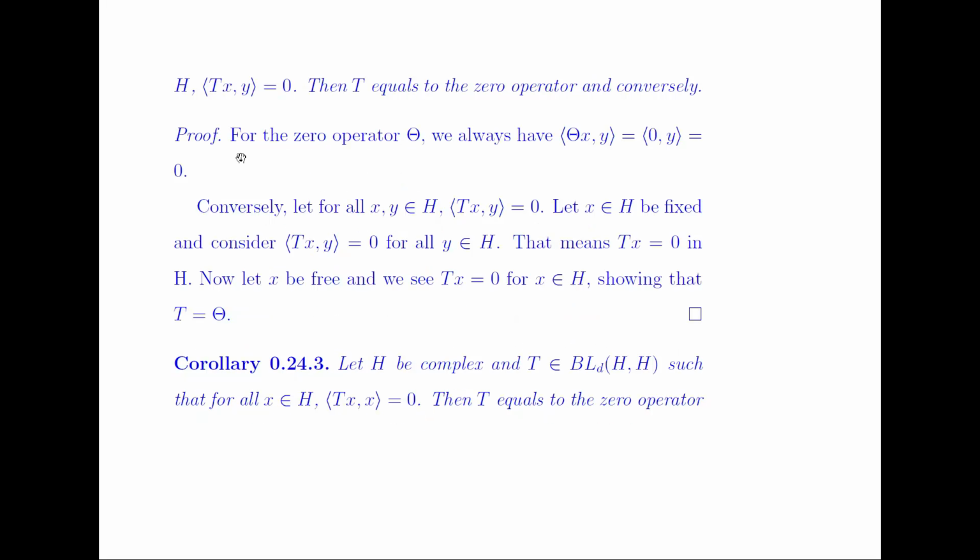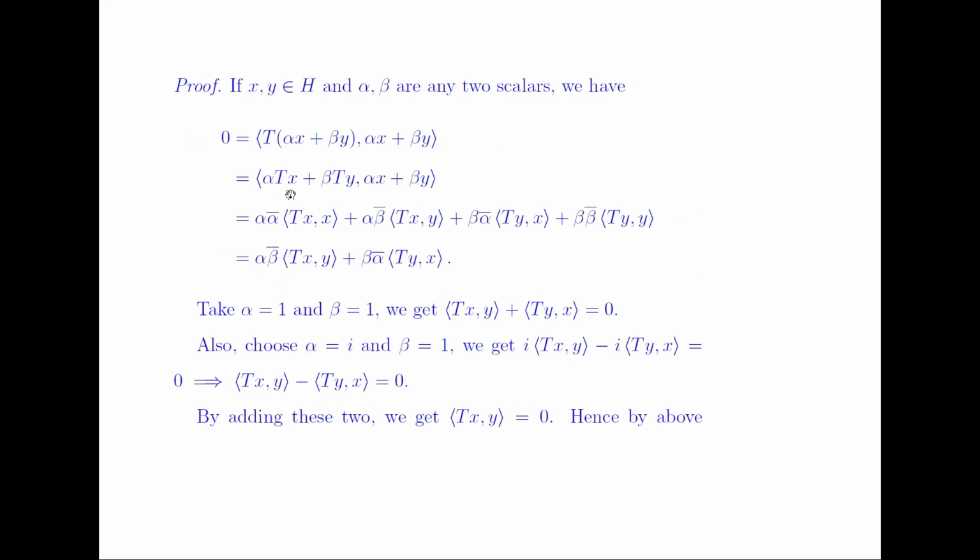It has been given that T is a bounded linear operator, so this is equal to alpha times Tx plus beta times Ty. Using the property of an inner product space, this is equal to alpha into alpha bar inner product of Tx comma x, plus alpha into beta bar inner product of Tx comma y, plus beta into alpha bar inner product of Ty comma x, plus beta into beta bar inner product of Ty comma y.